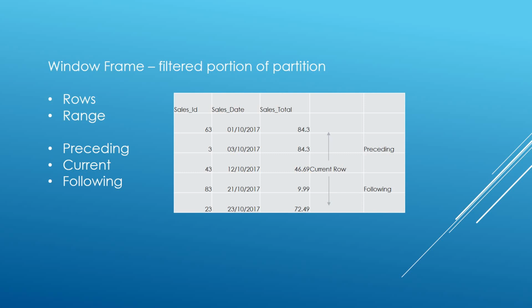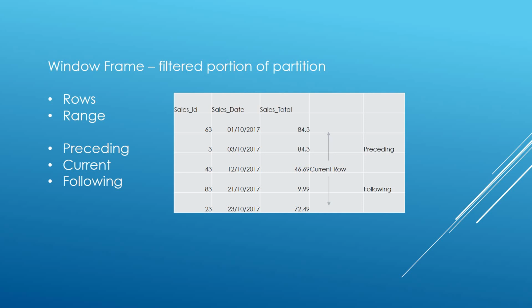Now, the units available are rows and range, and we do have another video coming shortly to the channel which will explain the difference between rows and range as well. So I've got this small diagram on screen that demonstrates the current row we're looking at is sales ID 43. As you can see, this data is sorted by sales date. Then if we look at preceding rows, they include sales ID 63 and 3. As you can tell, I didn't insert them in the correct order. And then the rows following the current row are sales ID 83 and 23.